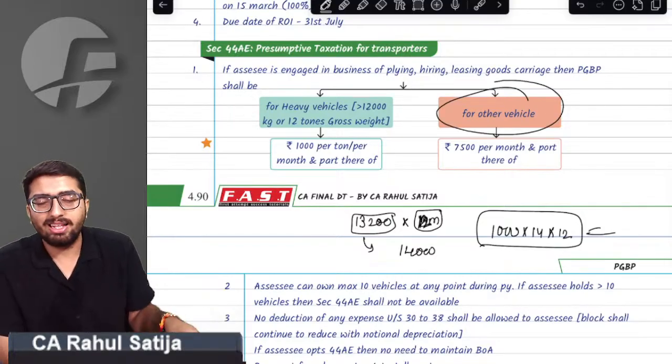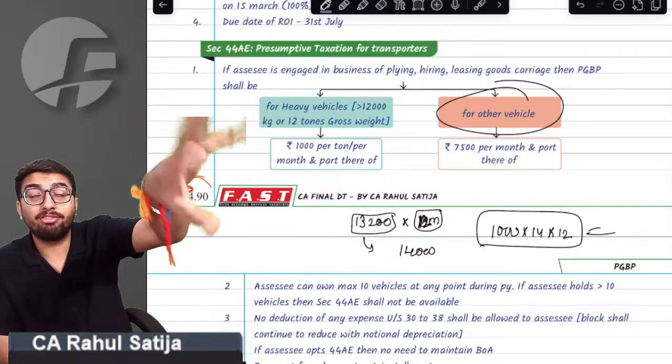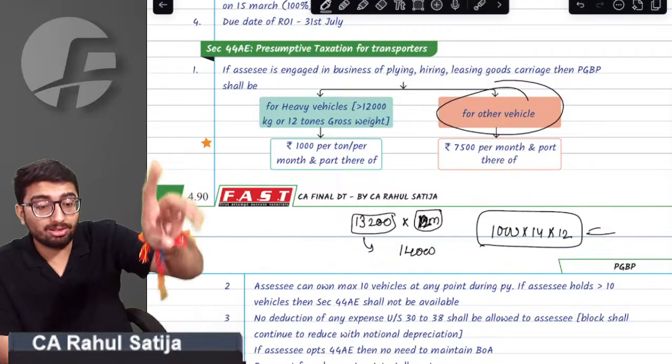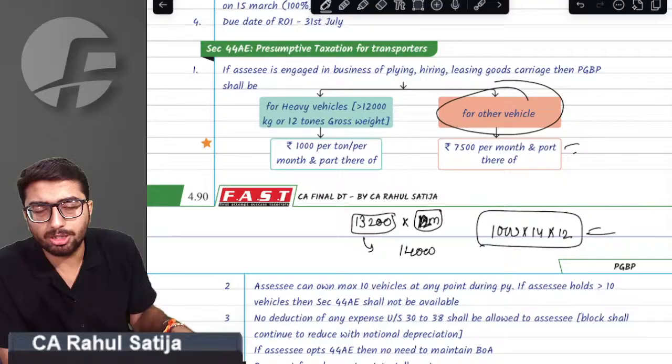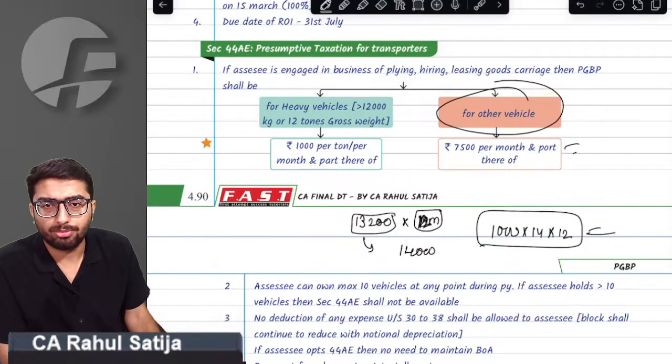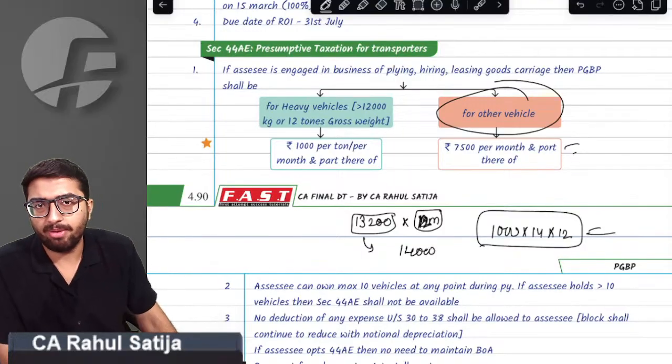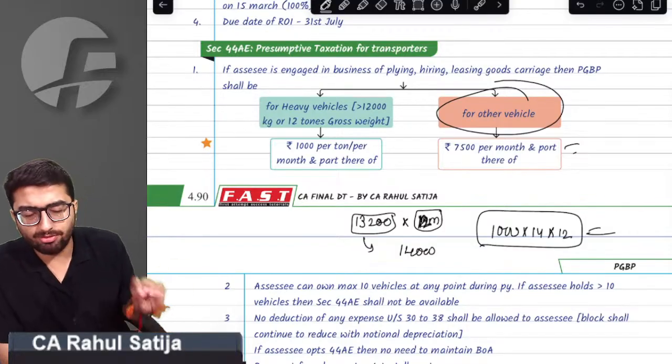Sir, if any of the truck is lesser than or equal to 12,000 kg, remember, if a truck or any of the vehicle is up to 12,000 also, then 7,500 rupees per month and part of the month will apply. 7,500 rupees per month and part of the month will apply. Part of the month implies.